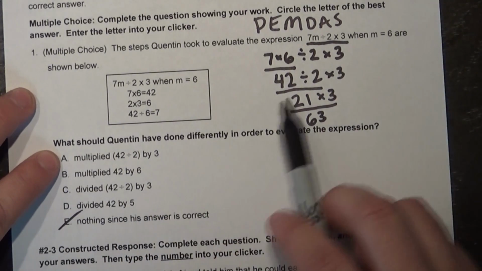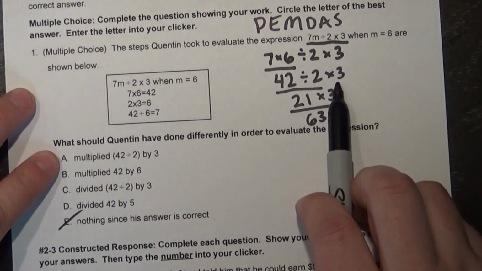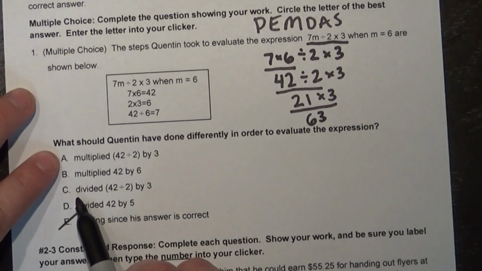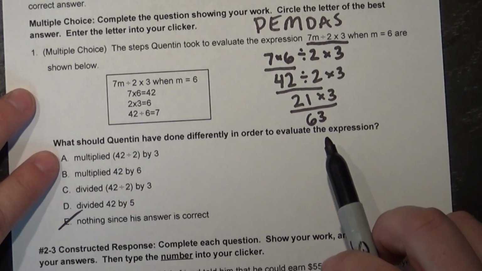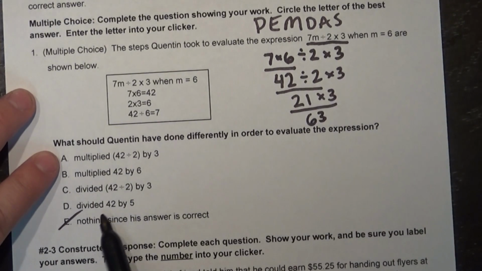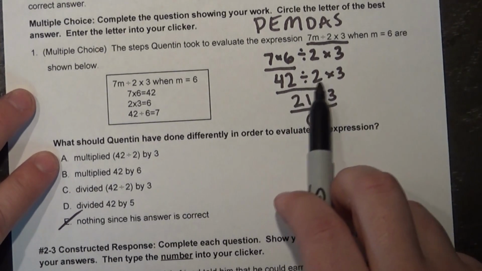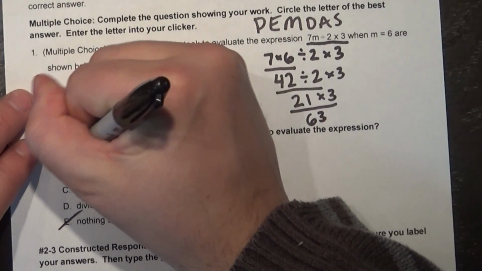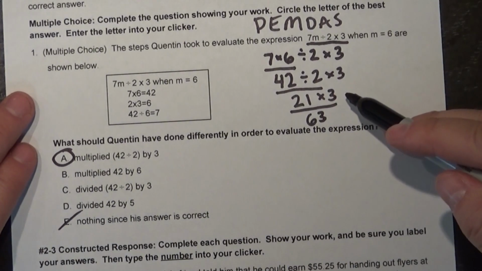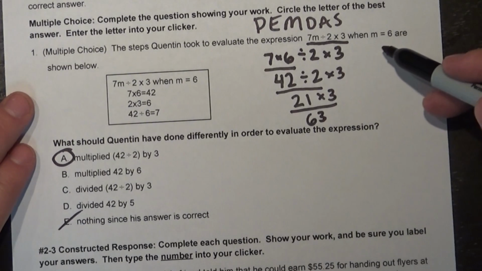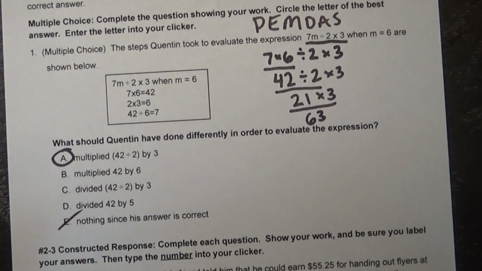Multiplied 42 by 6. Well, that doesn't seem right. Letter C, divided 42 divided by 2 by 3. No, they didn't really divide that by 3. That should be multiplied. Divided 42 by 5. That might be if they added these. I'm not really sure what they were thinking there. So the only logical answer is A, and I know that because I showed my work here. So not only do we show our work using PEMDAS, plugging in the value of m, but also using some logical thought process to answer the question correctly.